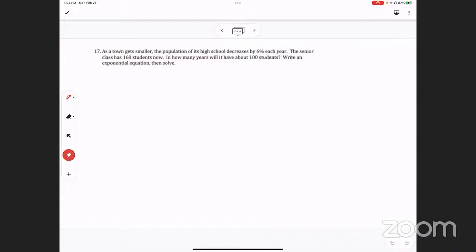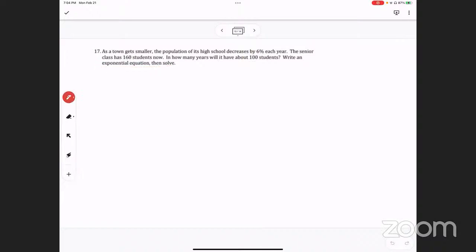All right, I know we're out of time, but I'll do this one for you real quick. As the town gets smaller, the population of its high school decreased by that much per year. The senior class is that much now. In how many years will it have about 100 students? Write an exponential equation and then solve.